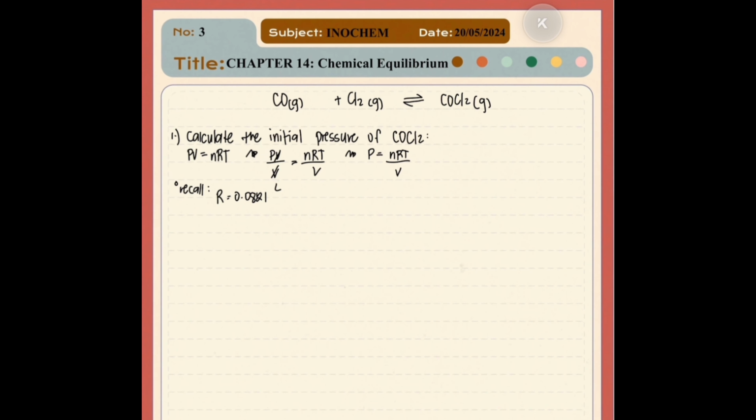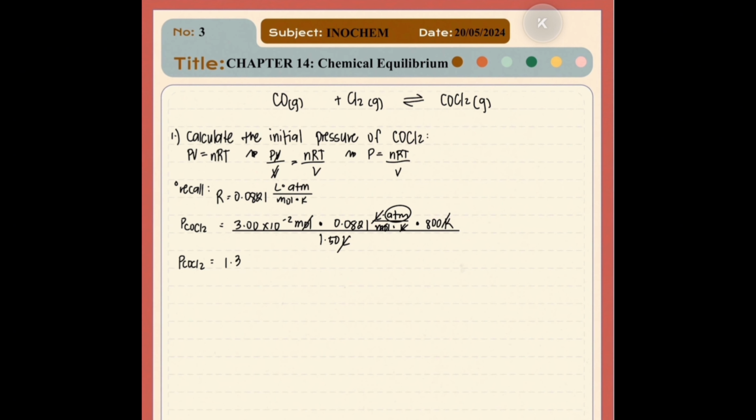Recall that the value for R, or universal gas constant, is 0.0821 liter times atmosphere over mole times Kelvin. Now, we just need to substitute the values that we have. Pressure of phosgene gas, which is unknown, is equal to the mole of phosgene gas times the value for R times the value of the temperature over 150 liter, which is the volume. Cancelling all the same units, we are left with atmosphere, which is the unit for pressure.